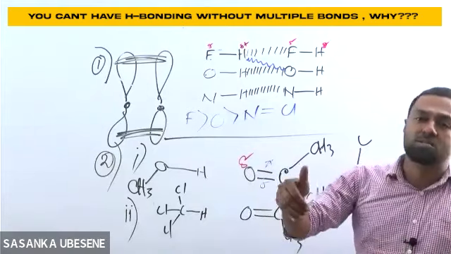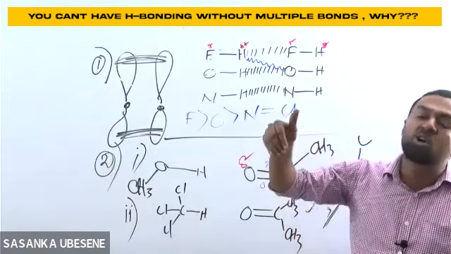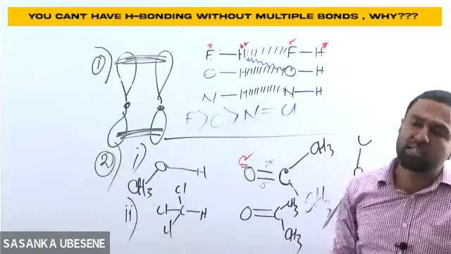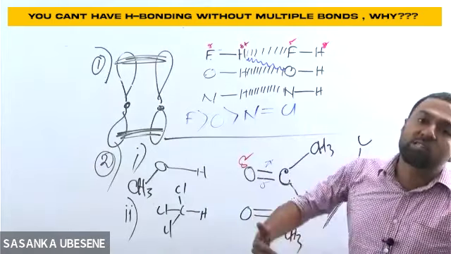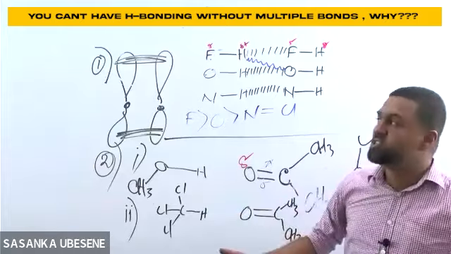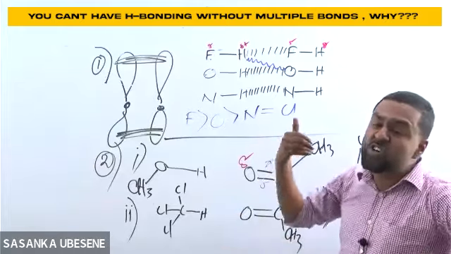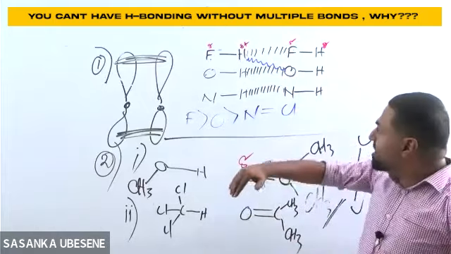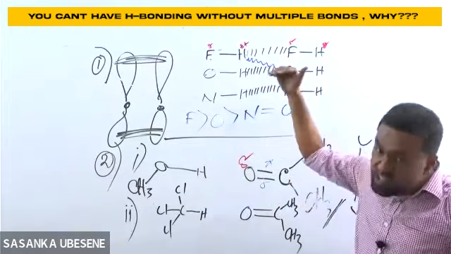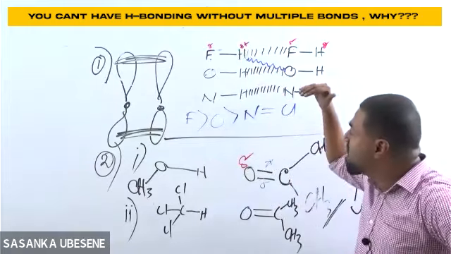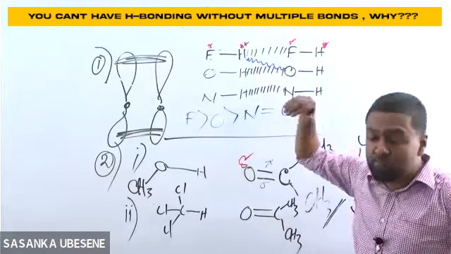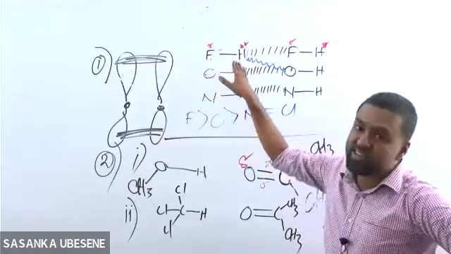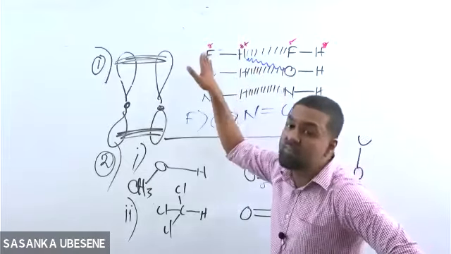Actually, what is the requirement for hydrogen bonding? You need a hydrogen atom. Why is hydrogen special? Because you have a greater fractional positive charge on the hydrogen atom. Why do you have a greater fractional positive charge on the hydrogen atom? Because it is smaller, and not only that, it is attached with one of the most electronegative elements.